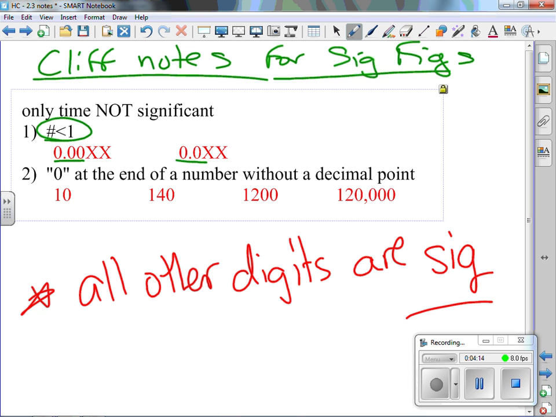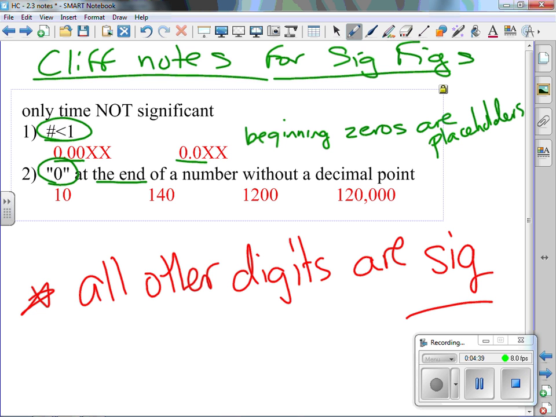Those beginning zeros are placeholders. Okay? We do not count those as a significant digit. The second time that we do not count digits as significant is when there's a zero at the end of a big number that does not have a decimal point. So for example, the number 10, there is no decimal point there. There's only one significant digit.